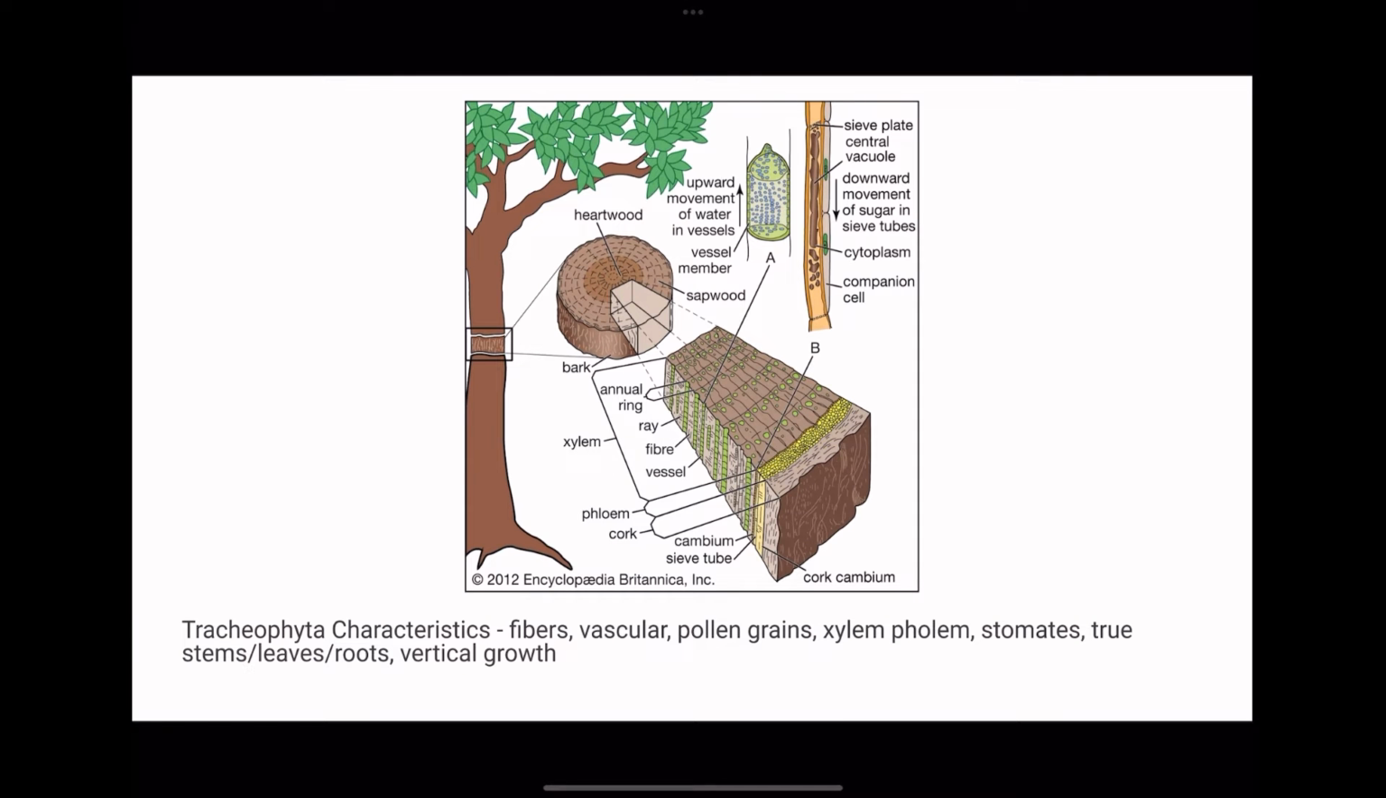This diagram shows the common structure for a vascular plant, which is in phylum Tracheophyta, and some of its characteristics are fibers, pollen grains to help them reproduce, xylem, phloem, stomates, true stems, leaves, and roots, and they also grow vertically.